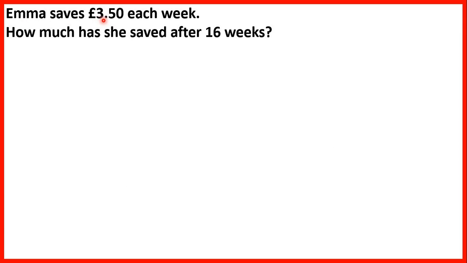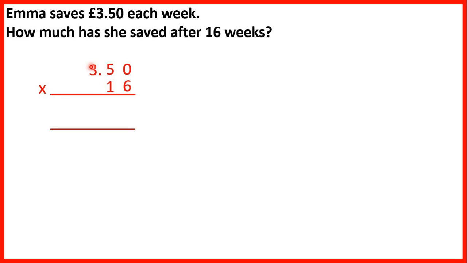Emma saves £3.50 each week. How much has she saved after 16 weeks? So we need to multiply £3.50 by 16, because that's how much she saves each week, but we need the total for 16 weeks. So if you see the word each in a question and you need to find the total, that's a big clue that you need to multiply.